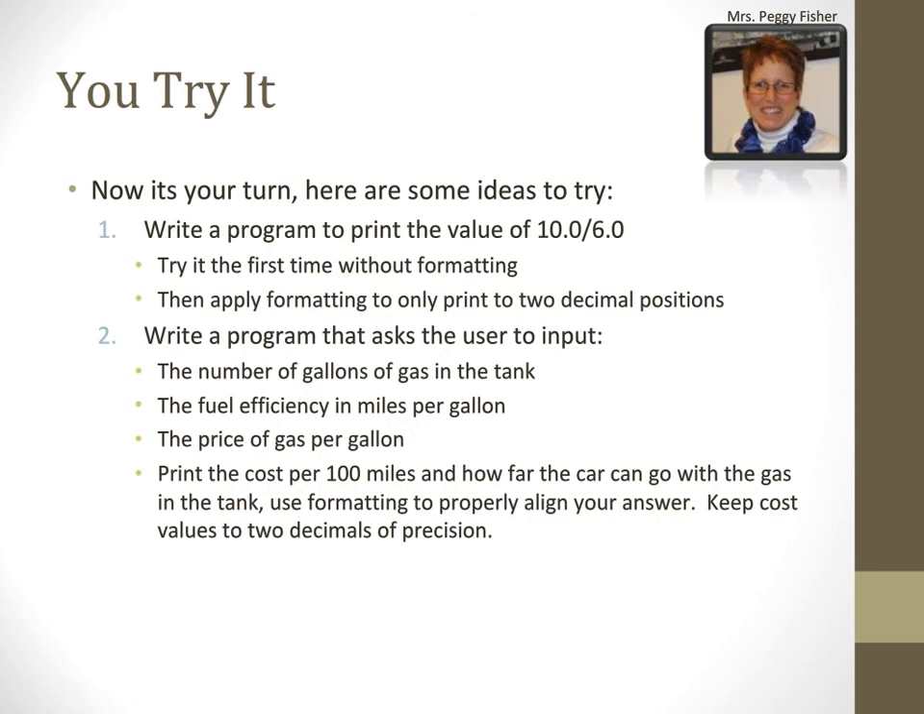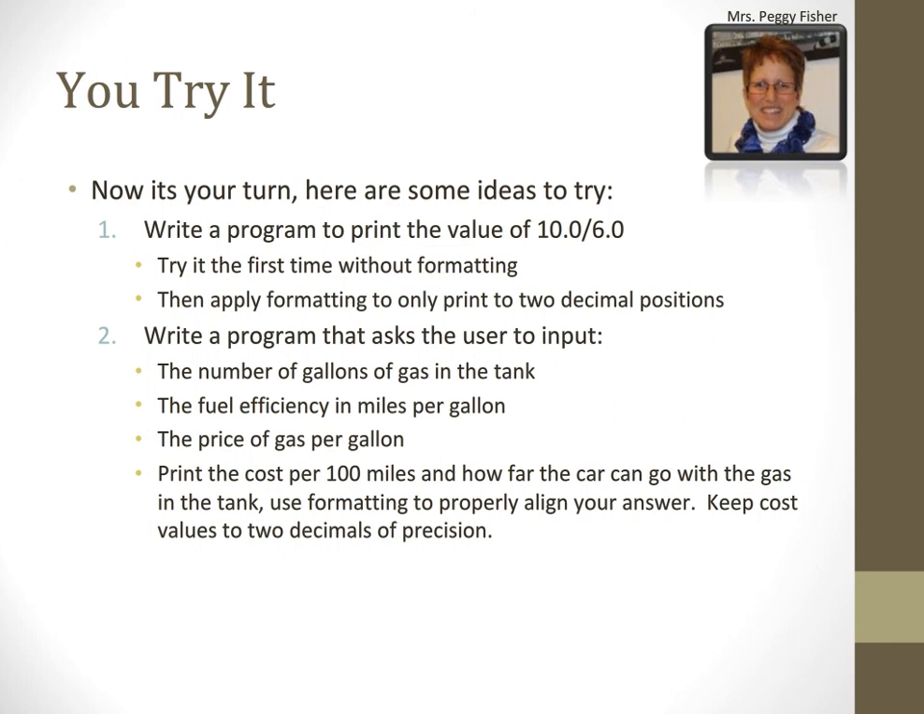Okay, well, now that you've gone over how to format output, it's your turn to try it. So here's two ideas for a program. The first one is going to print the value of 10.0 divided by 6.0. Pretty straightforward, but try it the first time without any formatting, then apply the formatting to only print to 2 decimal positions. Notice the difference.